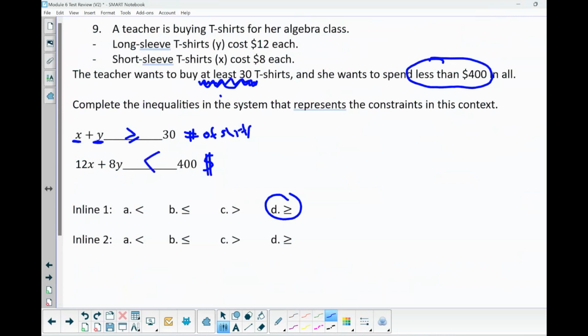Now it doesn't say at most or 400 or less. It says specifically less than 400. So she does not want to spend $400. She wants to spend less than that. So 400 is not included in your answer. Therefore, you cannot put the equal to on the problem. And that is our Module 6 test review.